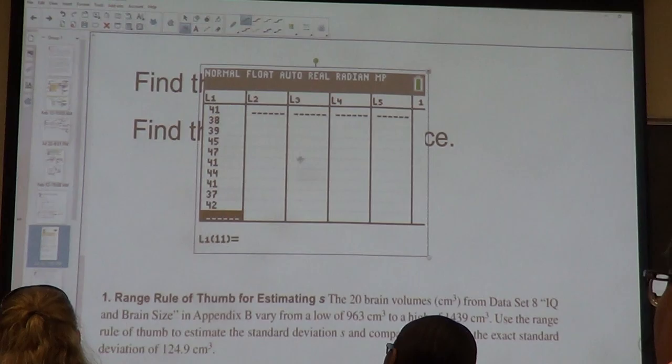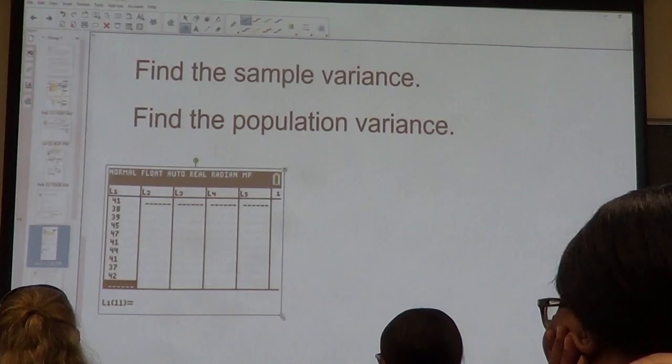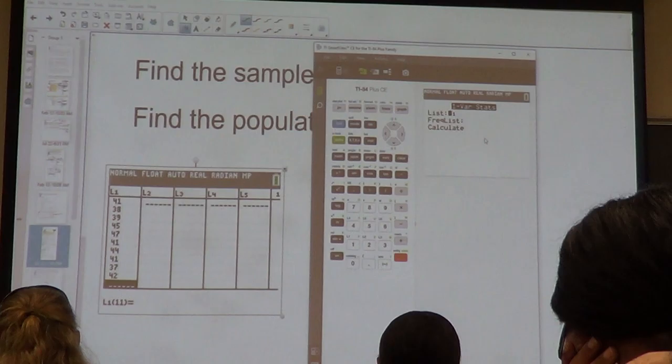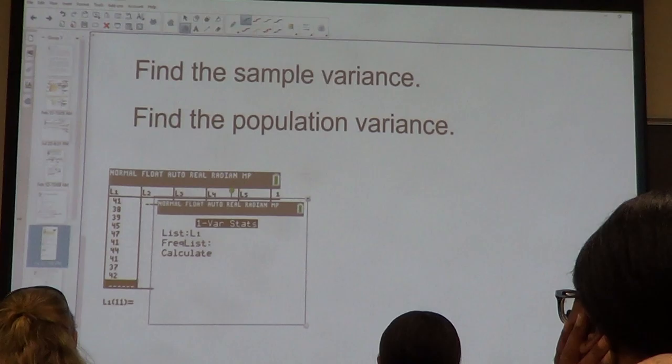10 pieces of data. I did stat edit. Then I'm going to do stat calculate, one bar stats. I go back and say how many lists did I have? I only had one list, so I should only be doing L1 because there's one list of data. And then I'm gonna do enter, enter, enter.